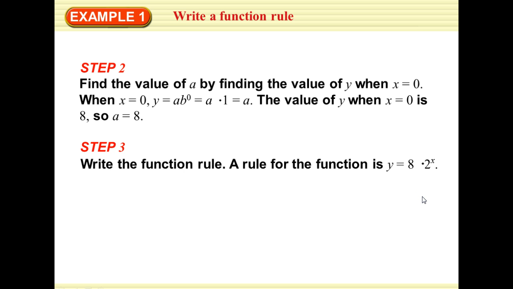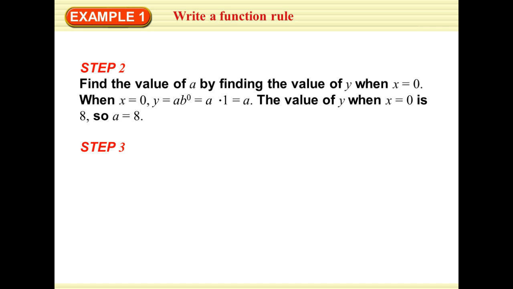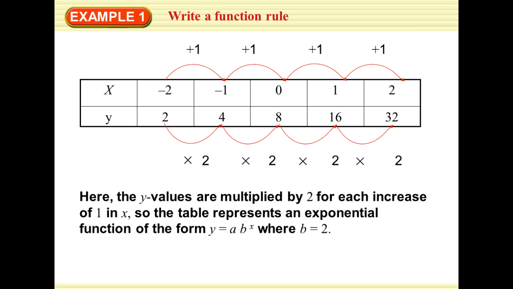Now let's go back real quick and check it. Okay, so let's take a look. We know that we said y is equal to 8 times 2 to the x. Now if you take these numbers, if I take 1 and put it in here, 2 to the first power is 2. 2 times 8 is 16, which works. Let's try 2. If x is 2, 2 squared is 4. 4 times 8 is 32.